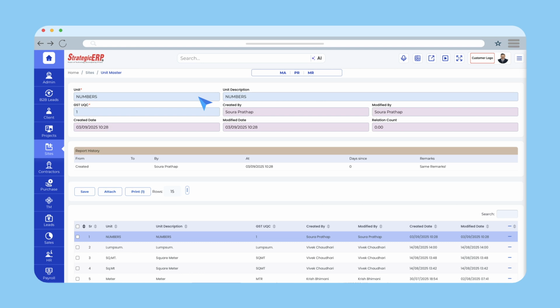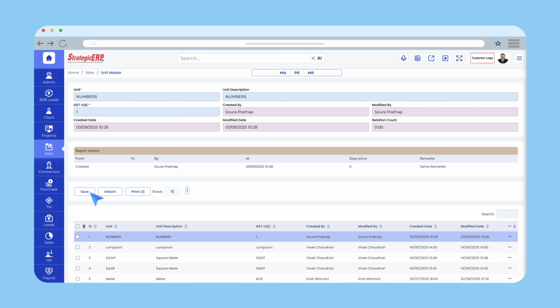R. Next, enter a short unit description to help identify the unit's usage or context. Then, enter the GST UQC, which stands for Unit Quantity Code. This code is defined under the GST system and is required when filing GST returns on the portal.